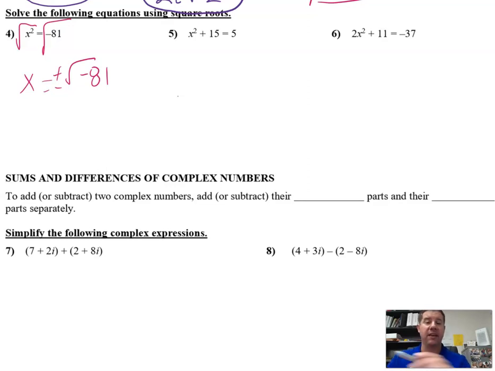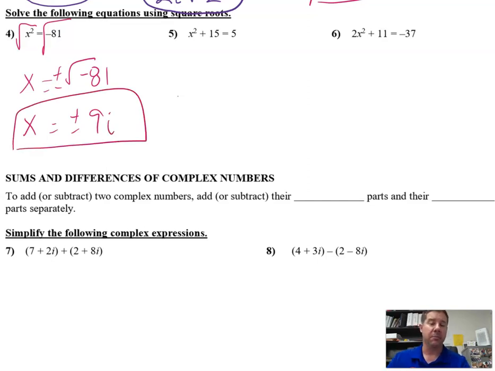Now for that square root of negative 81, well, I know the square root of 81 is 9. And now again, whenever I see a negative on a square root, I know I have to pull out an i. So this would just be x equals plus or minus 9i.